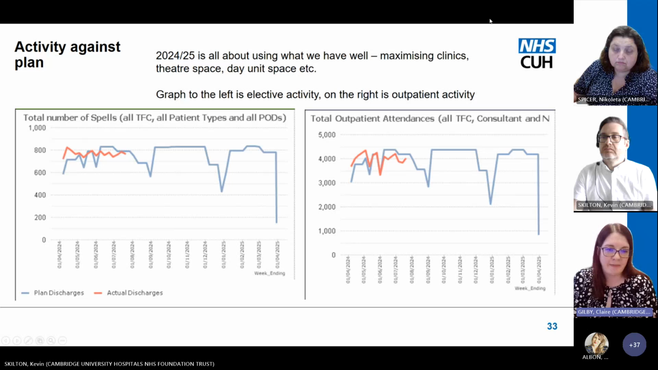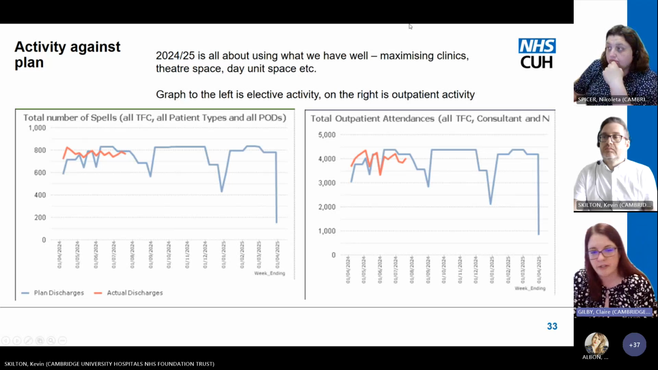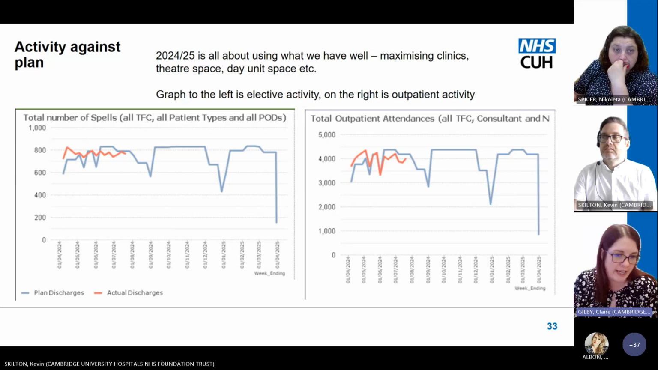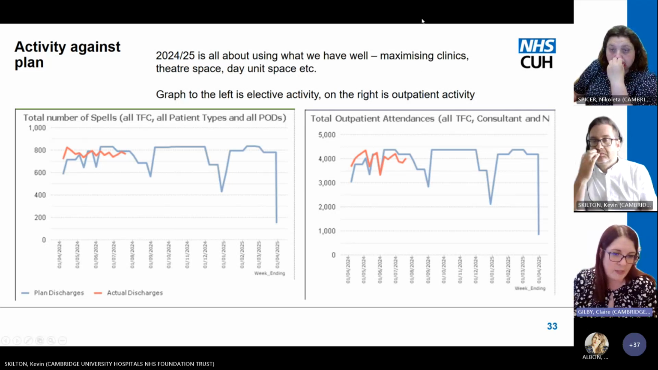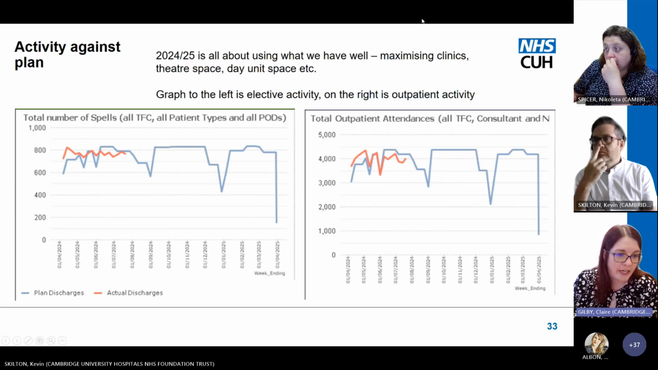So as I said before, this is about spending what we've got and using it well. So the graph on the left-hand side is all of our elective activity. So that's day admissions, ward admissions, theatre cases, anything that's an elective. The blue line is what we said we were going to do this year in our plan. And the pink line is what we've actually done. So you can see at the start of the year, we were doing really well. Our pink line was well above the blue line. We were doing lots more surgical cases, elective cases. Our day units were all really busy.